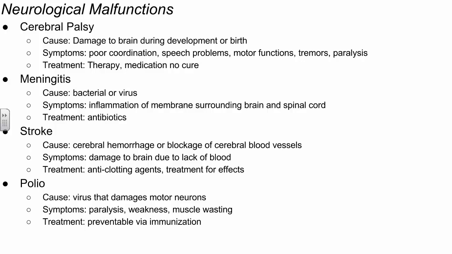Polio, another disease we don't really think about much anymore, but it used to affect millions and millions of people throughout the world. We have nearly eradicated polio through vaccines. Polio was caused by a virus that damaged motor neurons and would lead to paralysis, weakness, and muscle atrophy, which is muscles basically breaking down over time. But today, because of immunizations and vaccines, we've eliminated polio almost completely.